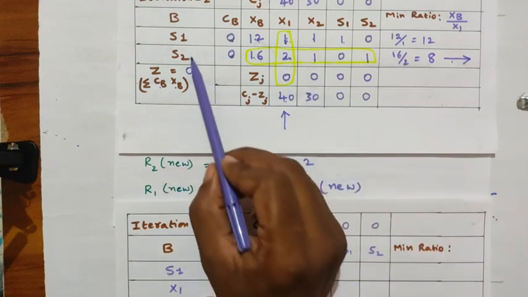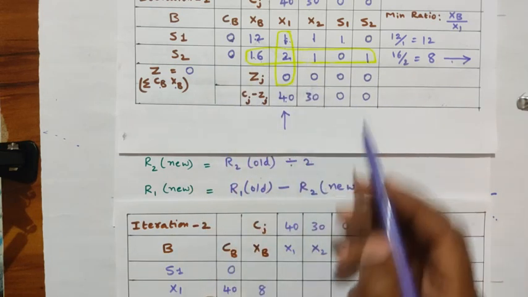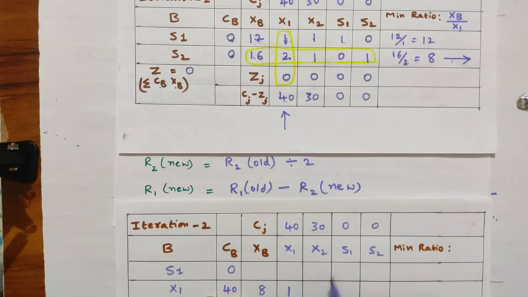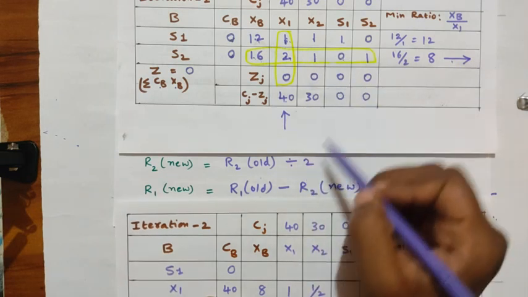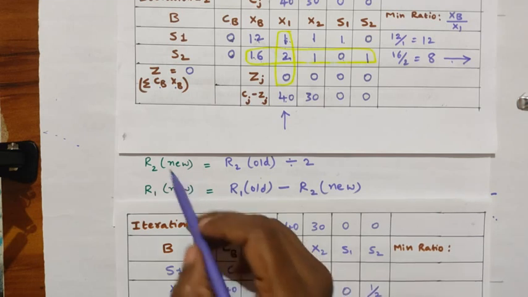R2 old means this R2 row. This entire row should be divided by 2. So 2 divided by 2 is 1. 1 divided by 2, 1 by 2. 0 divided by 2, 0. 1 divided by 2, 1 by 2. Like this we will write the R2 new value.